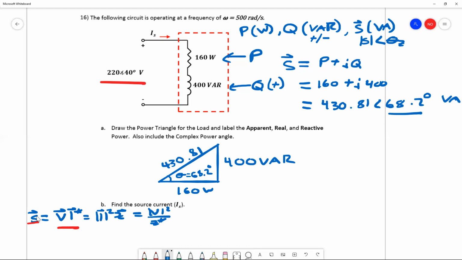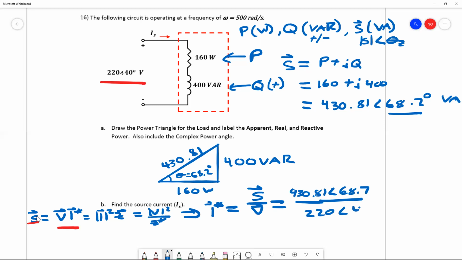So we'll rearrange this equation to say that the complex conjugate of the current, the complex conjugate being that star, is equal to complex power over the voltage. So that would mean 430.81 at an angle of 68.2 over 220 at an angle of 40. And that's given right here. Plug that in.